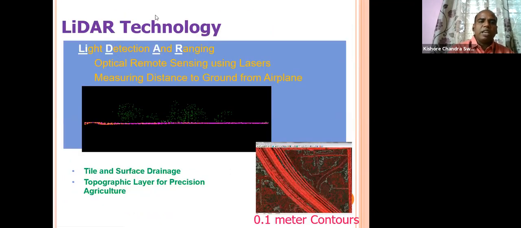And we have LIDAR technology, which can be used at around 0.1 meter contours. So for every 0.1 meter, if there is some change in crop pattern, we can use the system to identify how the crop is growing, whether it is affected by some pest or infestation. Using LIDAR technology, though, it will be more expensive compared to other systems.